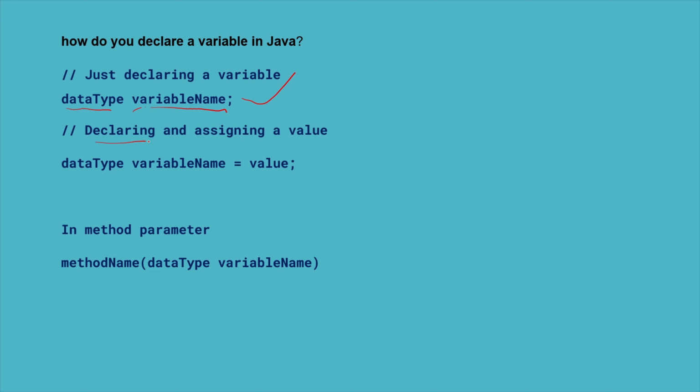And the second one is declaring and assigning. This is where you are declaring a variable name with a data type and you are assigning a value. So the first is like an empty container with no data. This is like a container and you are putting some data inside. And this is where it's assigning.